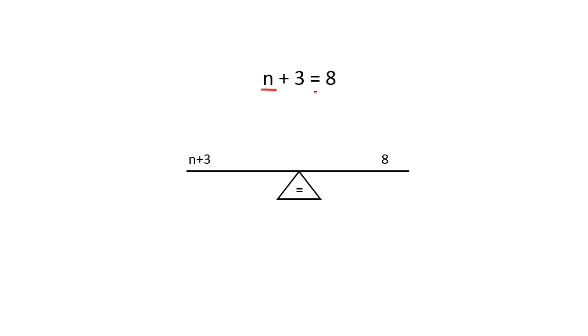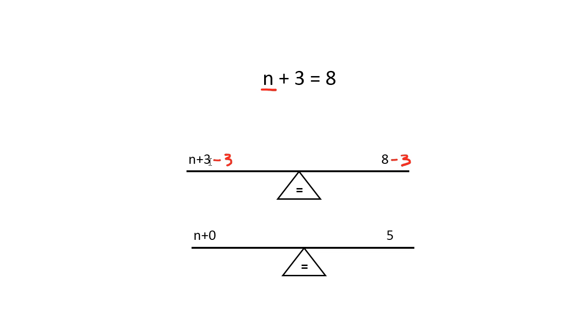Right now I've got n plus 3. So my goal is to get rid of 3. So the opposite of adding 3 would be subtracting 3. So if I look at my seesaw, here's what I'm going to do. I'm going to subtract 3 from the left. But in order to keep balance, I've got to subtract 3 on the right.